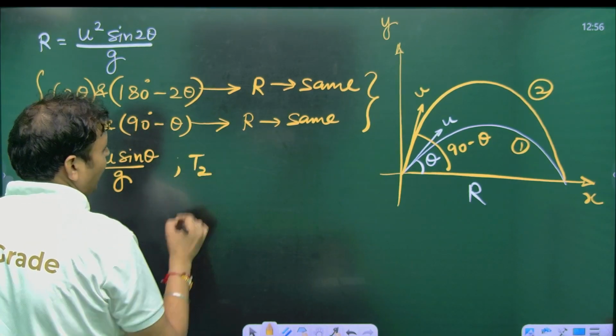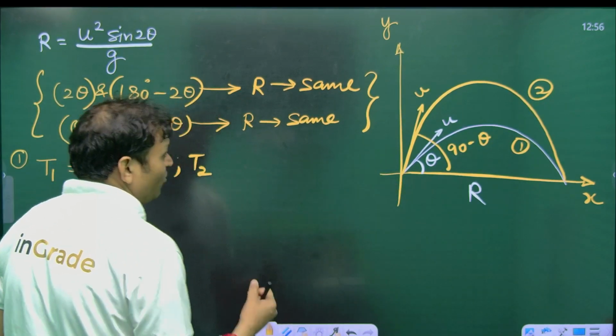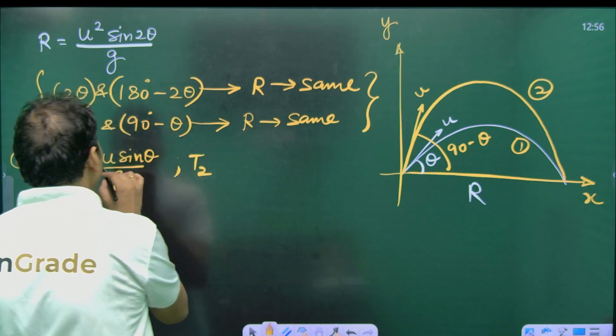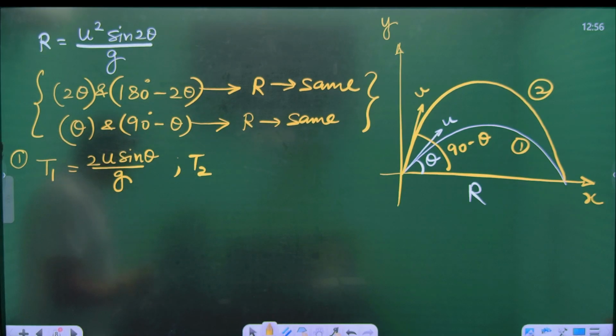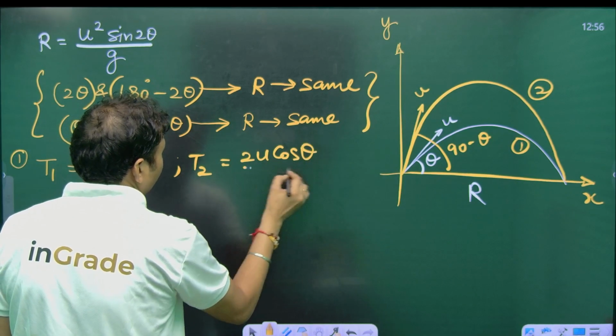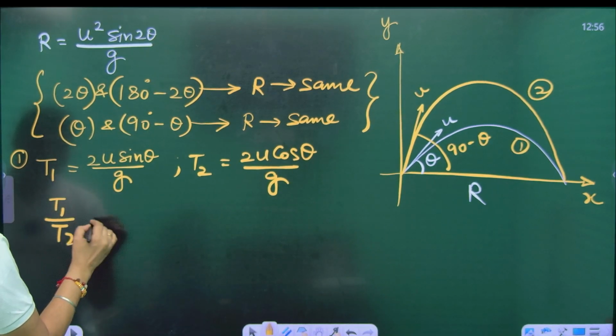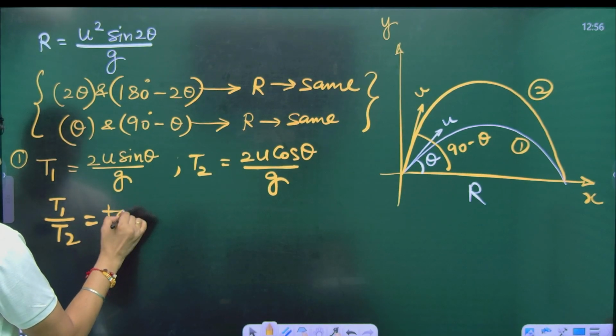What about time taken by the projectile motion when it is thrown with the angle of projection as 90 minus theta? So it will be 2u sine 90 minus theta. Theta and 90 minus theta are complementary angles, so it will become 2u cos theta by g. If we divide these two, T1 by T2, 2u by g getting cancelled out, then it will be tan theta.